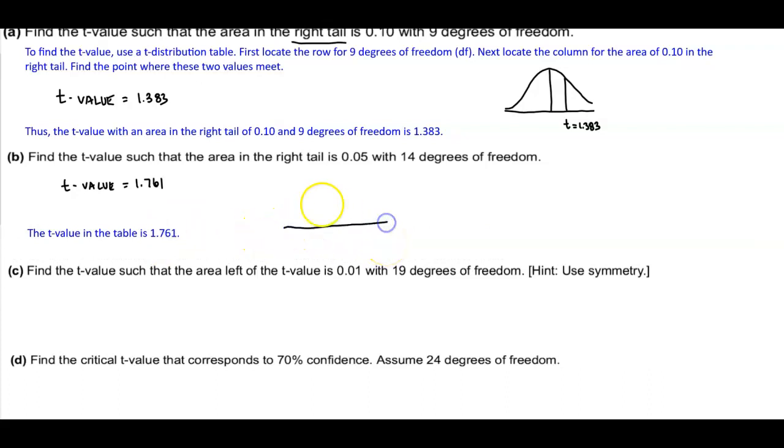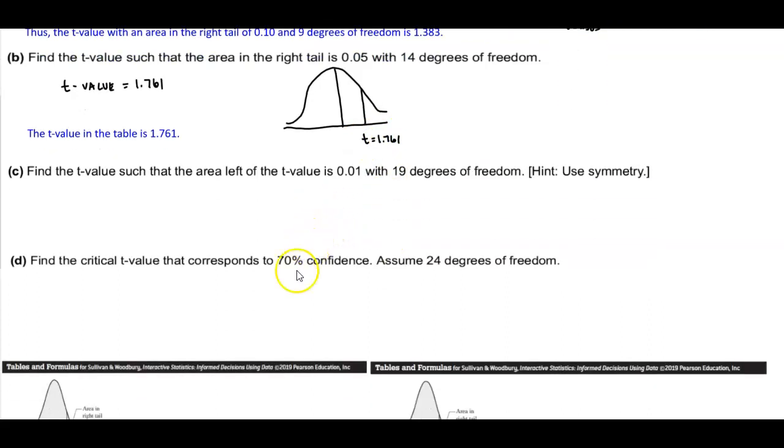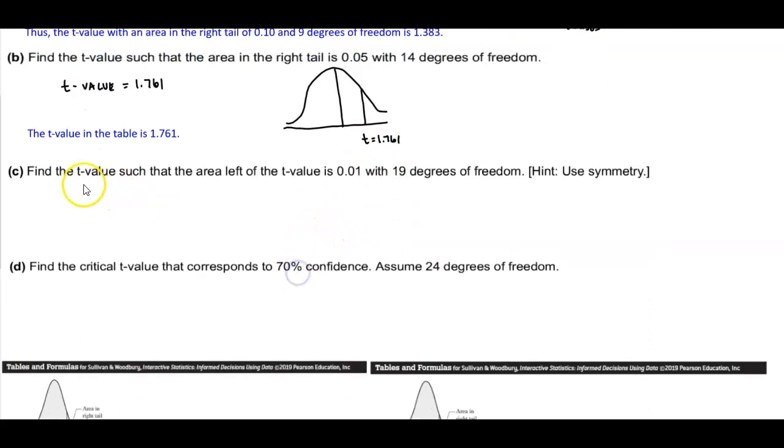Again, if we wanted to locate this on our bell curve, here would be located our mean, and we would say that the value of t is equal to 1.761. Next, it says find a t-value such that the area left of the t-value is 0.01 with 19 degrees of freedom. It gives a hint to use symmetry.